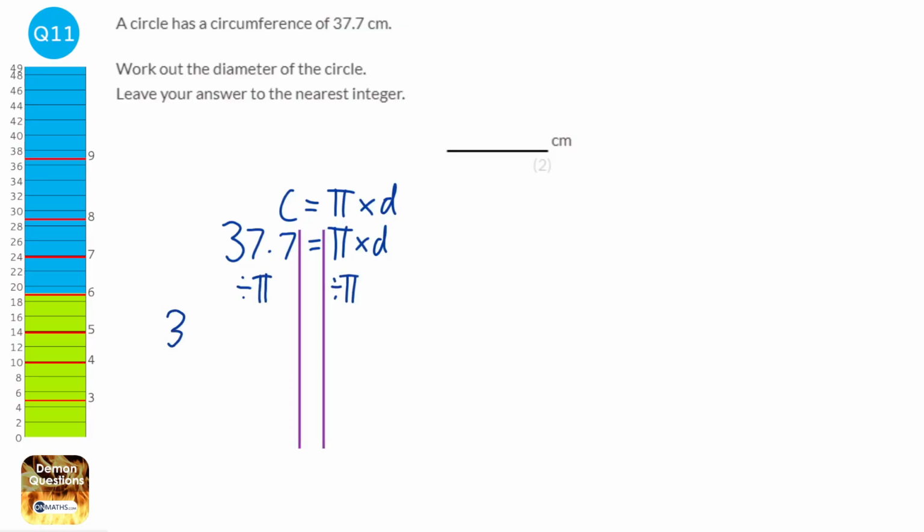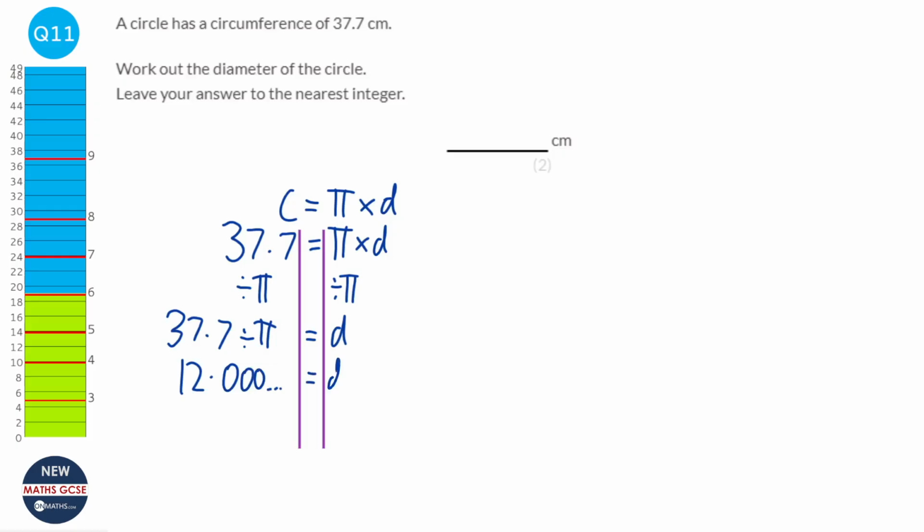So we've got 37.7 divided by pi equals the diameter, and so that is, when you round, well, it's 12.00 blah blah blah, round to the nearest integer, that would be 12 centimeters. And we can try it by typing in 12 times pi and we get what would round to 37.7.